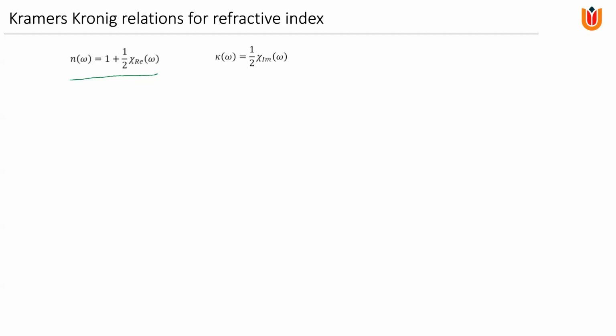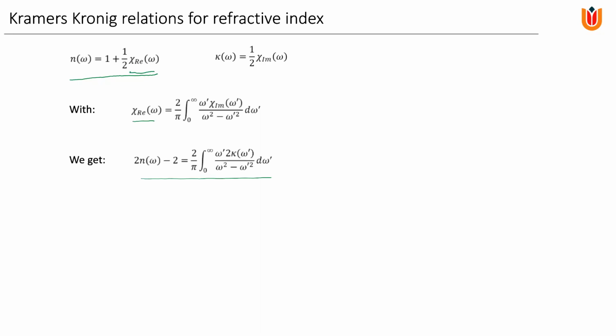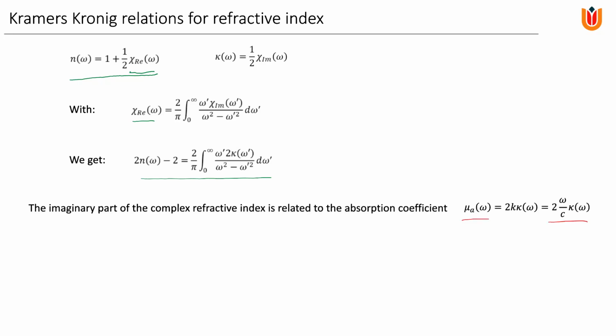So the real part of the refractive index is then approximated by 1 plus a half times the real part of susceptibility. The imaginary part is half times the imaginary part of susceptibility. And this is then the dispersion relation for the real part, substituting this expression for the real part of the refractive index, and then finally rearranging and writing in terms of the absorption coefficients.